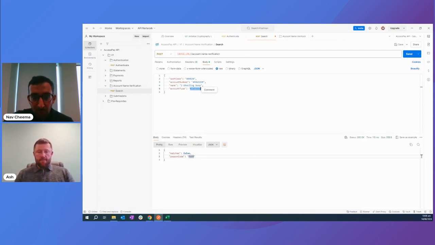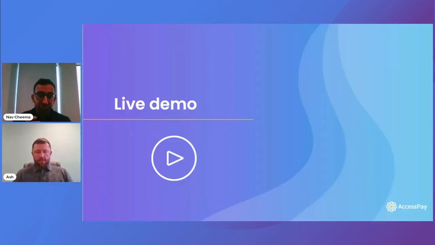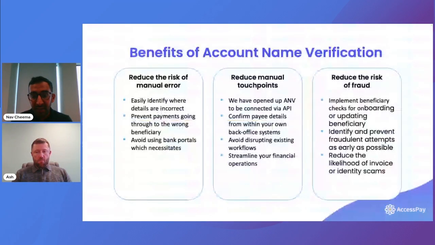So yeah, just to finally sum up the benefits of account name verification, it first reduces the risk of manual errors, and the reason is because you can easily identify where details are incorrect. It reduces manual touch points. You can utilize the API and check accounts within your own back office system, which means you're avoiding disruption to existing workflows and helping streamline operations. And finally, it reduces the risk of fraud, as account name verification will quickly highlight if someone is pretending to be someone else or pretending to be a particular company just so you pay them.